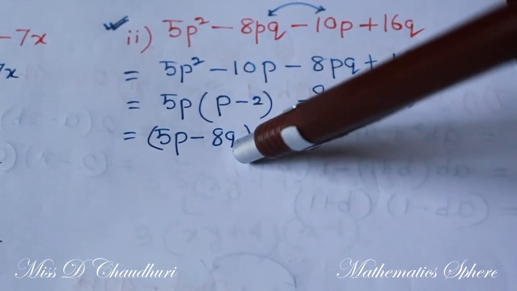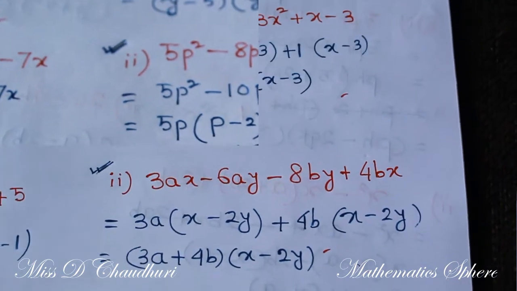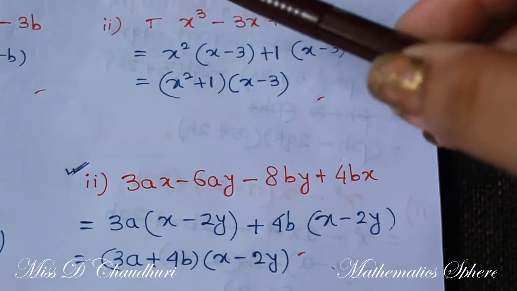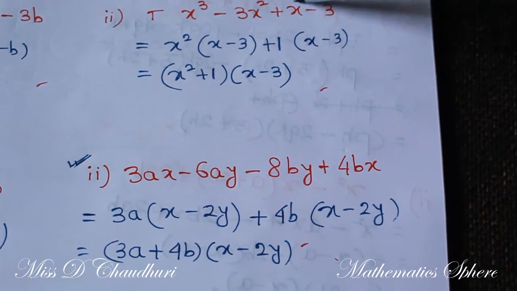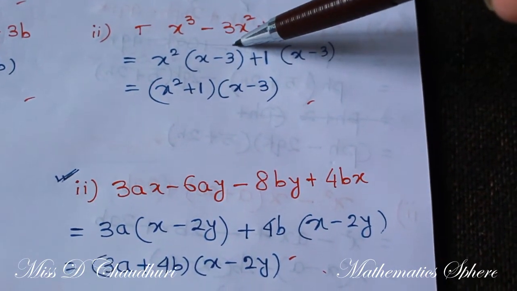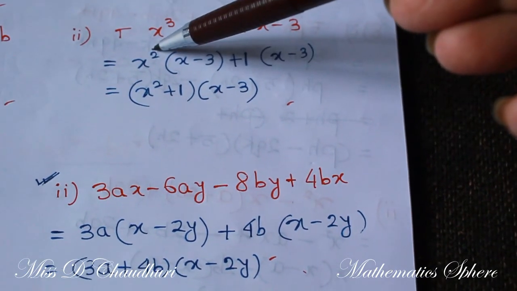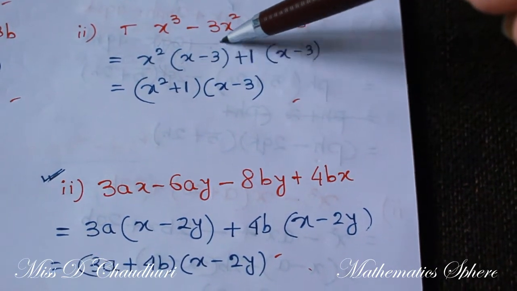So 5p minus 8q is one factor, p minus 2 is one factor. Let's see another sum. If you see these two sums, the same thing is happening. Here it is given x cube minus 3x square plus x minus 3. So what you do, you take the common part from the first two. We see here x cube, here x square. So x square can be taken as common. So we will be left with x minus 3.